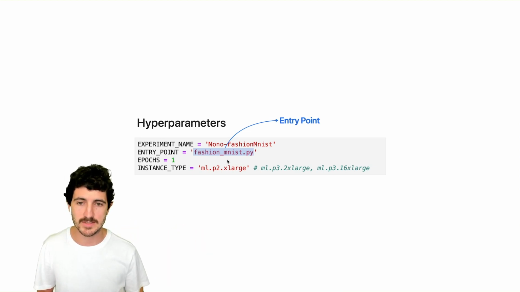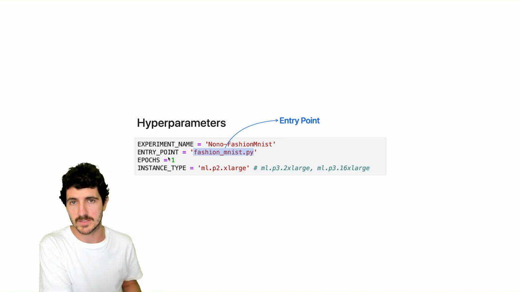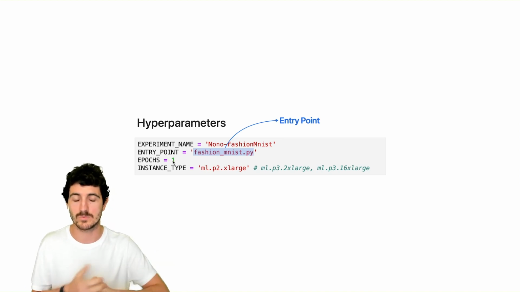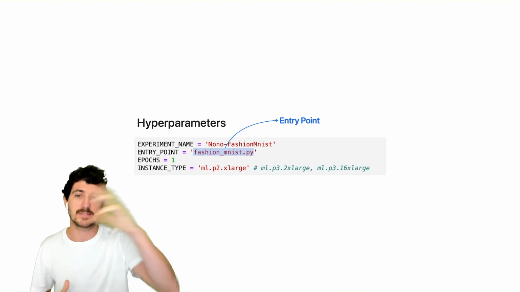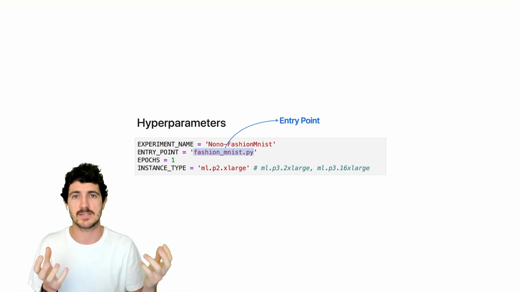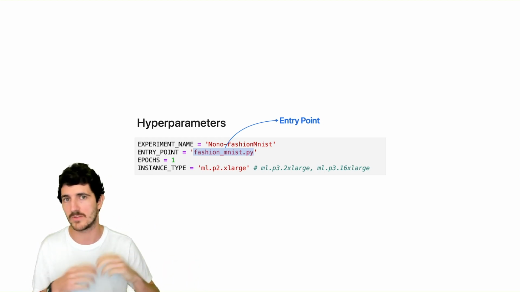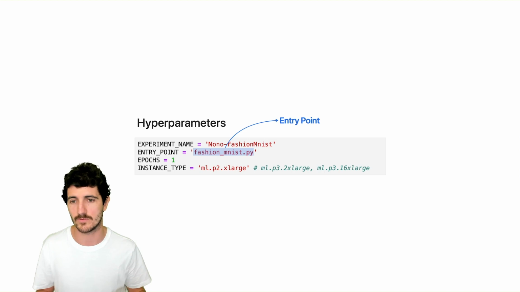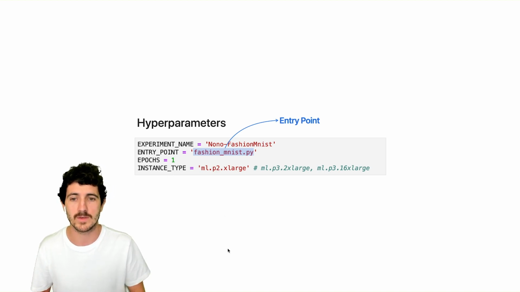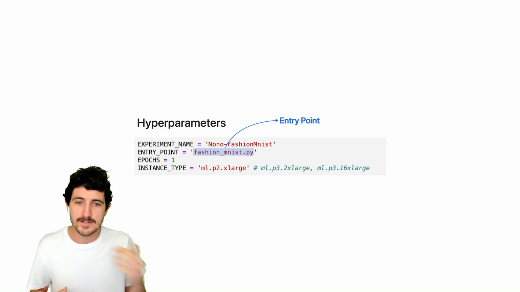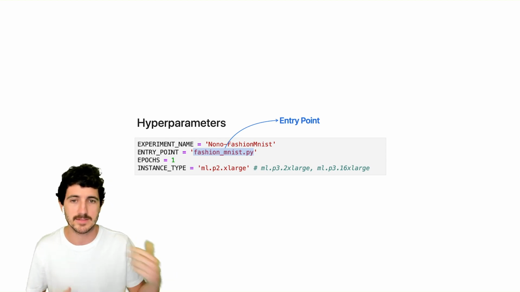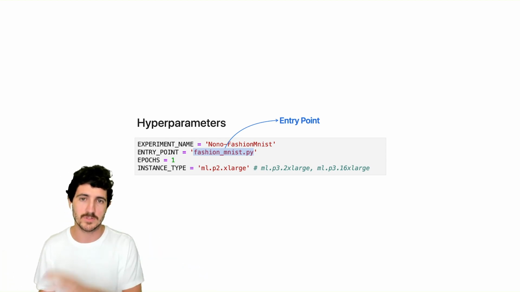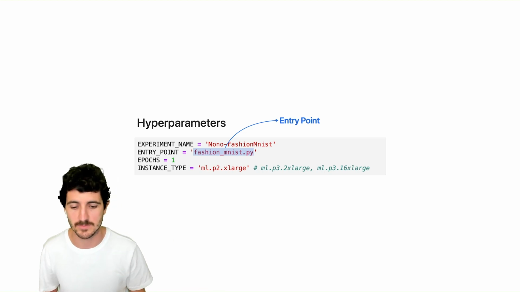The entry point is any Python file that you can rename, and we'll see what. Epochs is a hyperparameter that we input into the estimator. Right now it's set to 1 because we just want to try that the instance is spinning, that the training is happening, and that the model is saved, even if the model doesn't get trained for a lot of epochs. And then the instance type, as we mentioned before, you can use ML P2 X large, P3 2X large, T3 medium. Some of them have GPU, some of them don't, some of them are faster, some of them are slower.